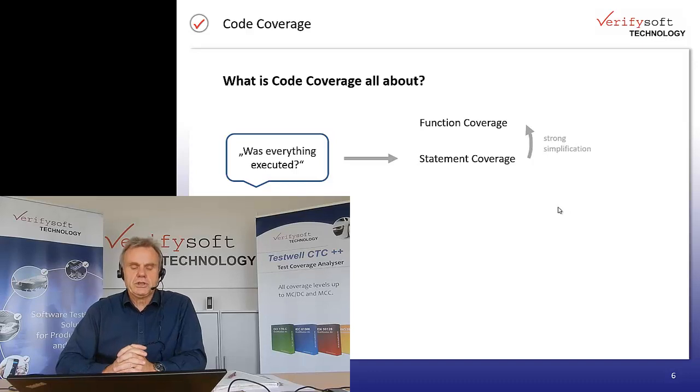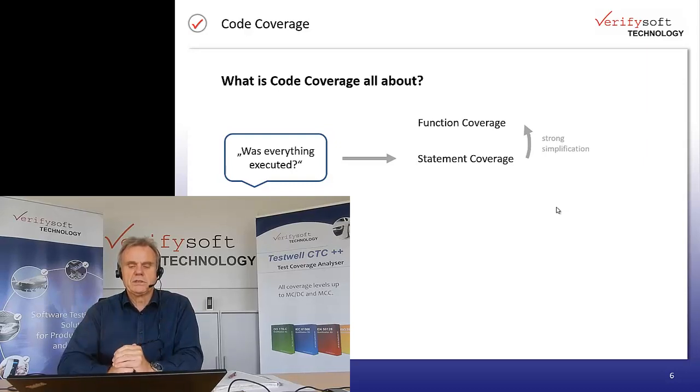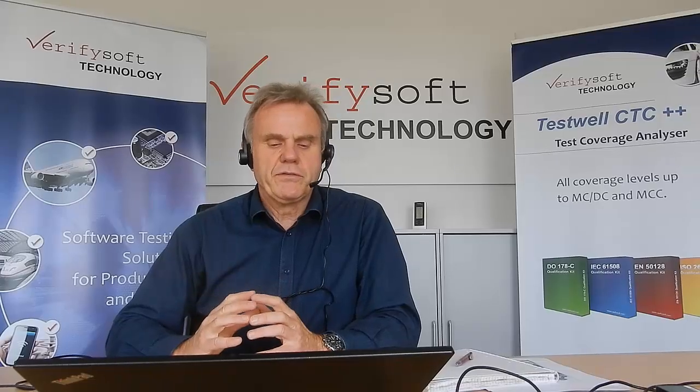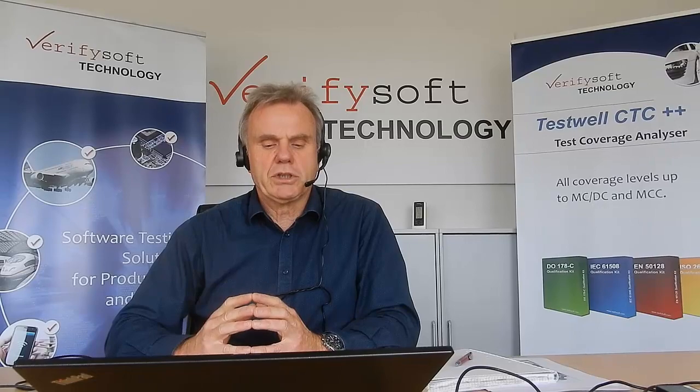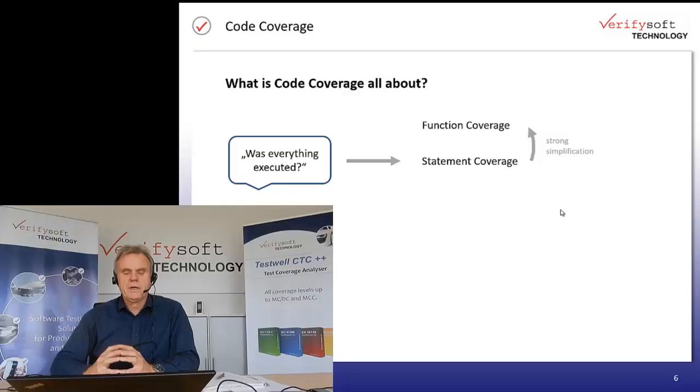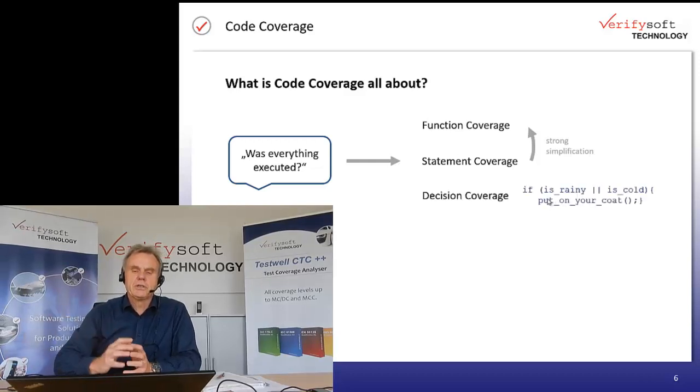Then the function coverage is a weaker coverage level. Here it is only measured which functions were tested. Function coverage is the weakest of the usual coverage measures. Both function and statement coverage are pretty weak, and especially for safety critical development, higher code coverage levels are required. So we will go in the other direction, to the higher code coverage levels.